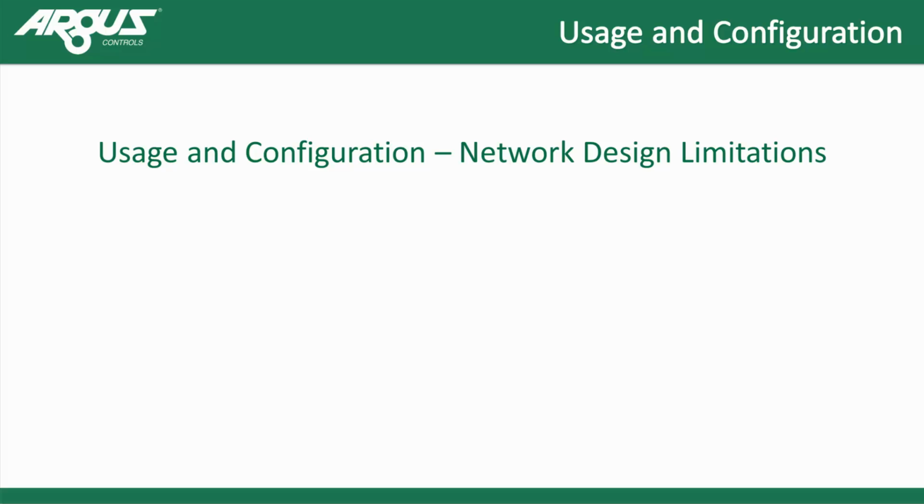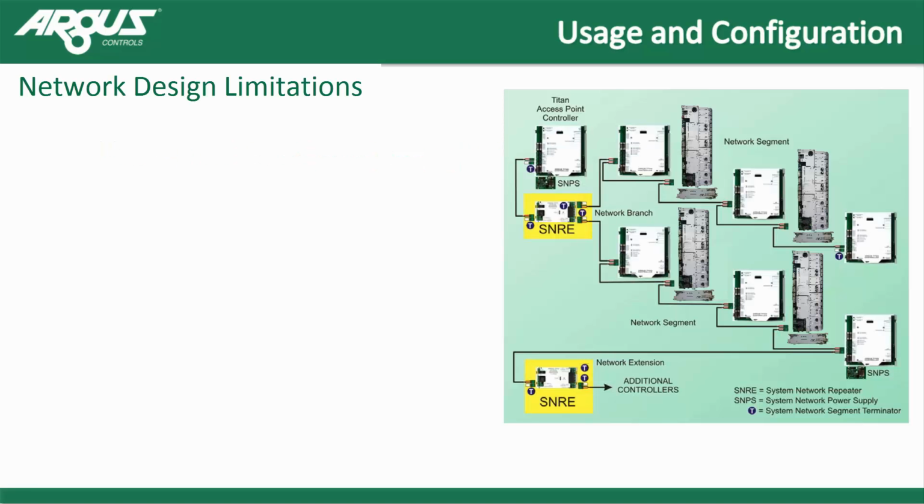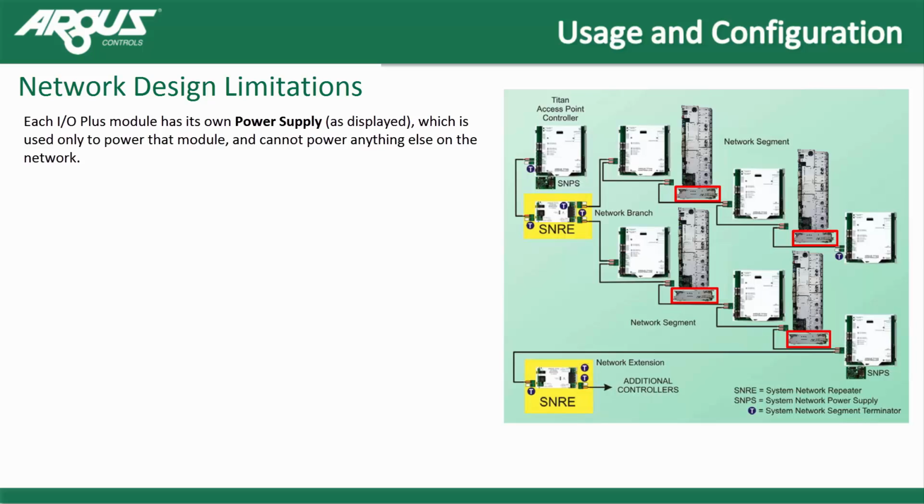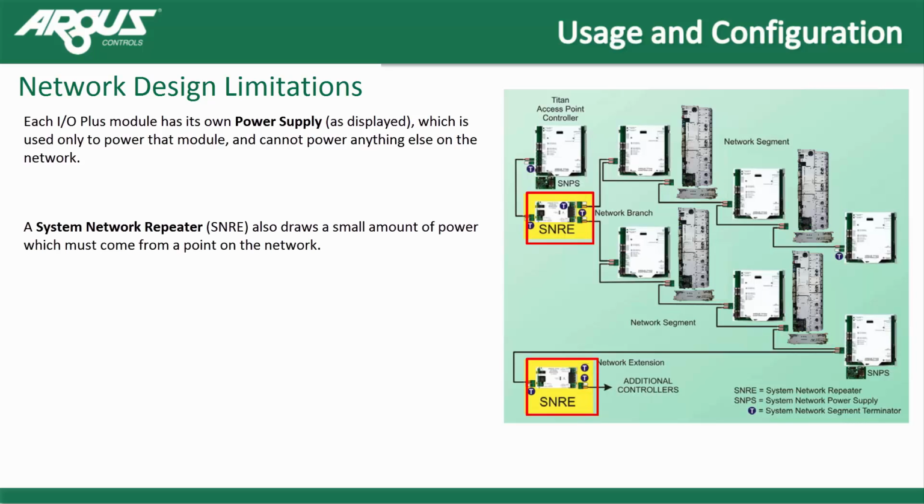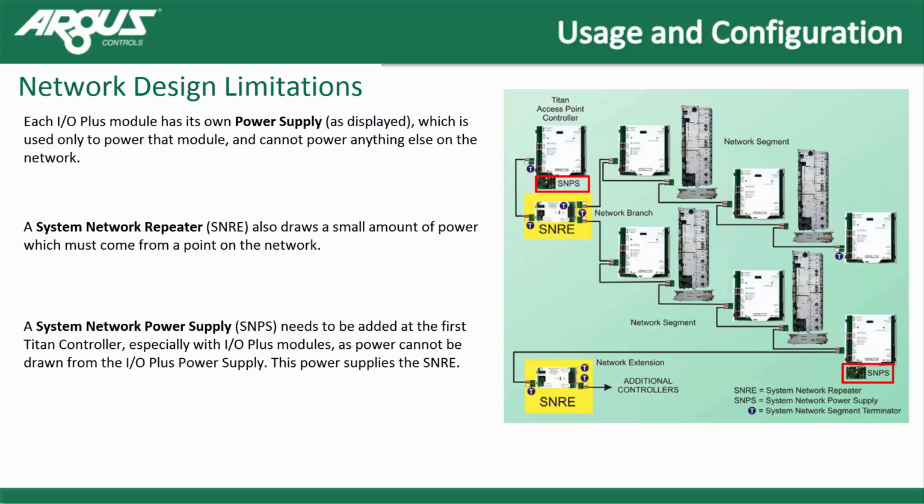Network design limitations. Each IO Plus module has its own power supply as displayed. It can only be used to power that module and cannot power anything else on the network. A system network repeater, or SNRE, also draws a small amount of power which must come from a point on the network. A system network power supply needs to be added to the first Titan controller, especially with IO Plus modules, as power cannot be drawn from the IO Plus power supply. This power supplies the system network repeater.